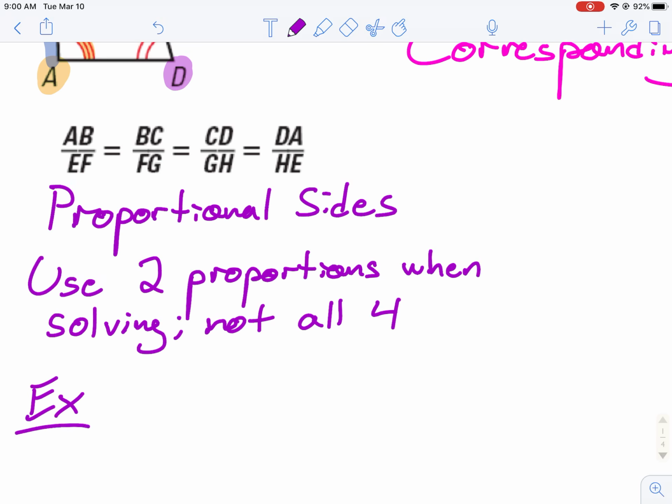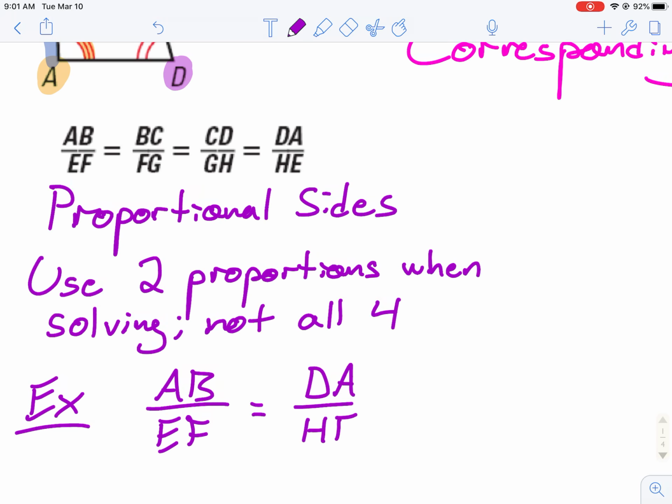So for example, let's say that I knew AB and EF. I could set it equal to any of these. It doesn't have to be in order, so I could set it equal to DA and HE within the problem if I was solving for any of those missing sides.